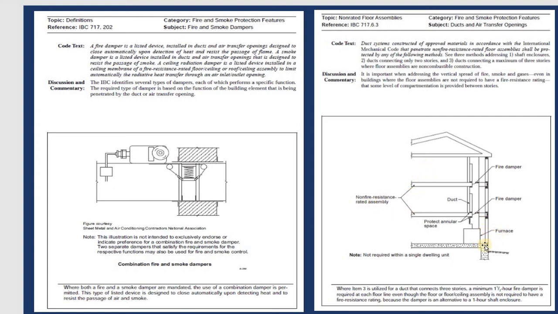So that's why even they are not required to have the resistance rating. However, for the material where you do the furnace and the mechanical going from one level to another, they have the fire damper between them, and they have the protected space between the duct and the fire damper.